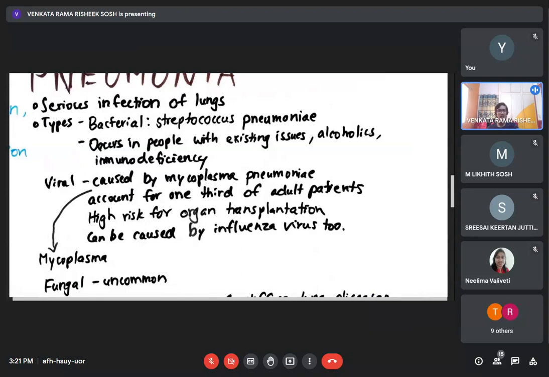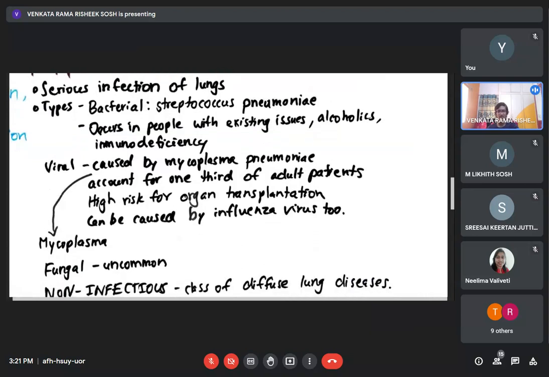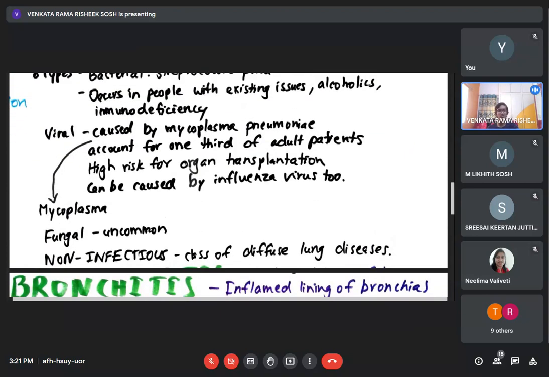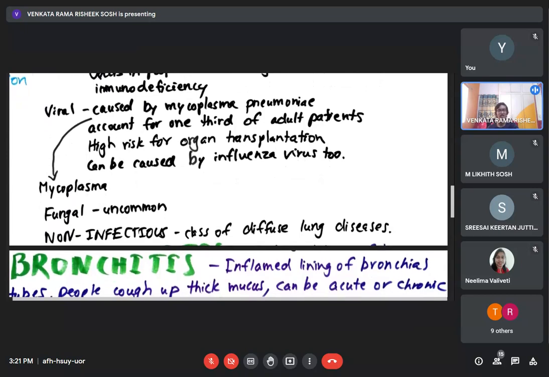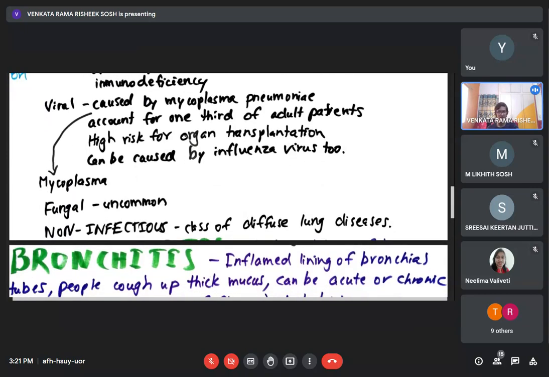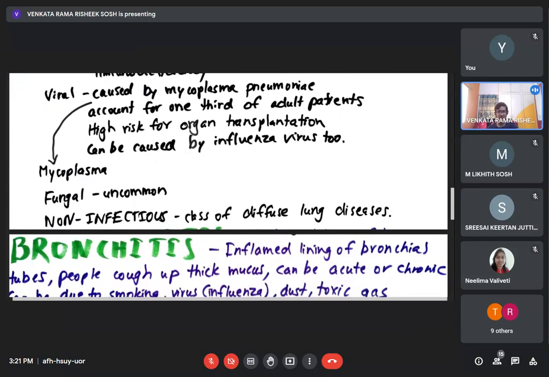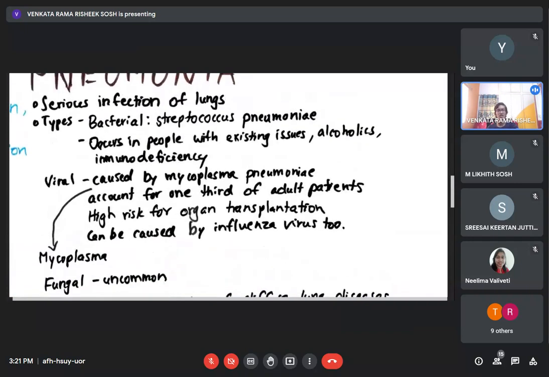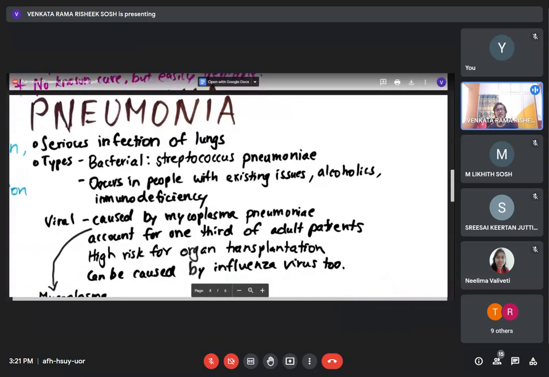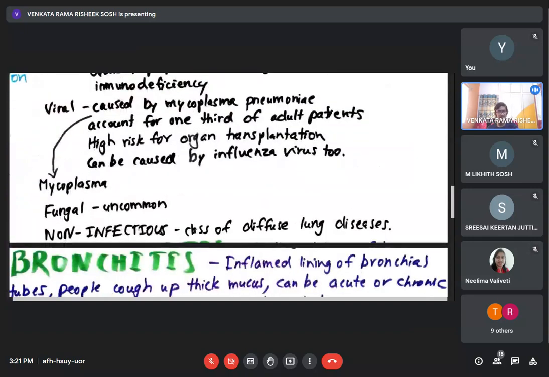Mycoplasma pneumonia is caused by Mycoplasma pneumoniae. And fungal pneumonia is very uncommon. And there is a group of non-infectious pneumonia, which is caused by existing diseases, which is classified by all the diffuse lung diseases. So basically, any serious infection of the lungs is pneumonia.